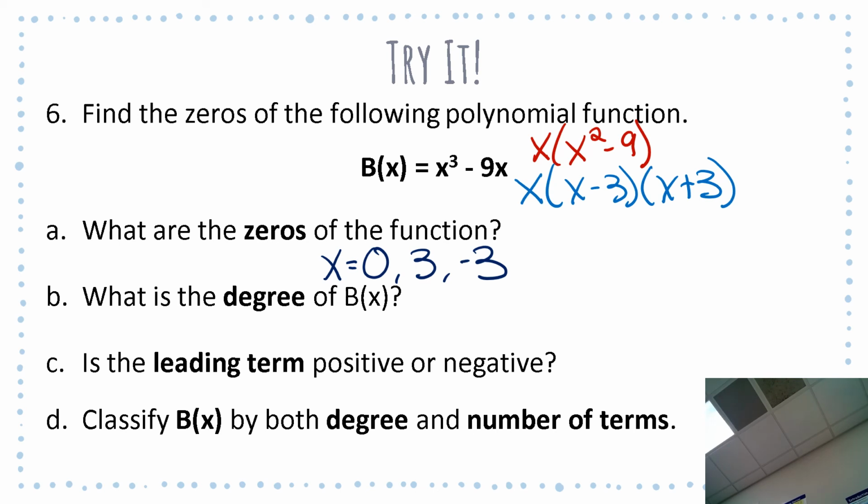Right. And then part B, C, and D is kind of just a review of that vocabulary we talked about last week. For the degree, that's just the highest. We're not going to talk about the name of the degree yet, but what's just the highest degree in this polynomial? 3. So we would say this is a degree 3 polynomial.